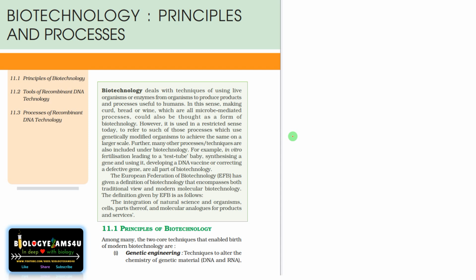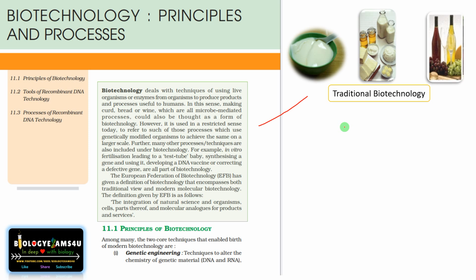The first paragraph tells us about what is biotechnology. There are two aspects of biotechnology. The first one is called traditional biotechnology, where we have been using organisms from time immemorial in the making of curd, then preparation of wine, brewery, in flavoring, etc. We are using yeast and other microorganisms. In traditional biotechnology, we are using the innate capacity of microorganisms without making any change in the microorganisms.